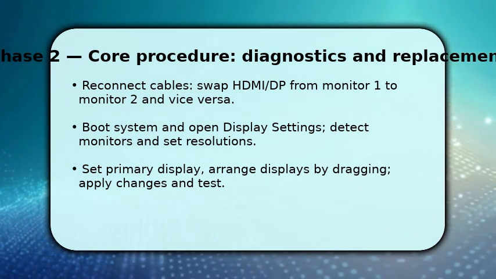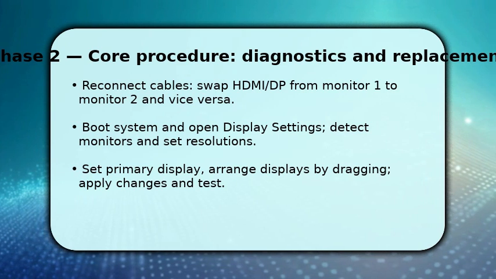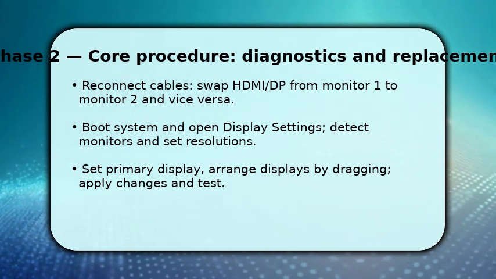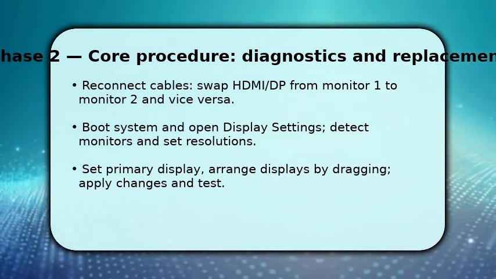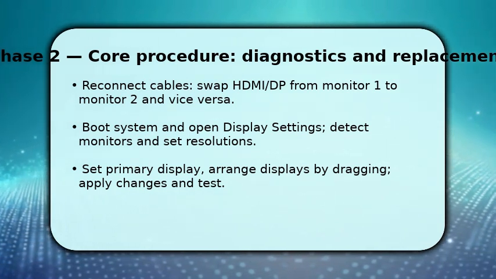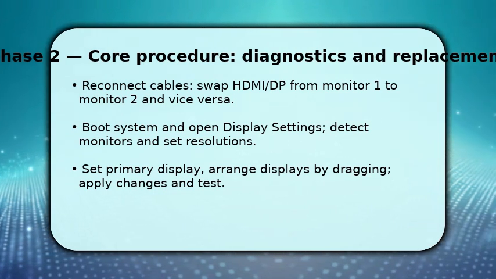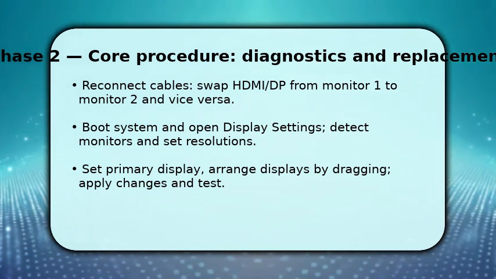Then set each monitor's native resolution and refresh rate, because mismatches cause scaling issues. After that, drag the monitor icons to match their physical layout and designate the desired primary display. This ensures taskbar and app launches appear where you want them.